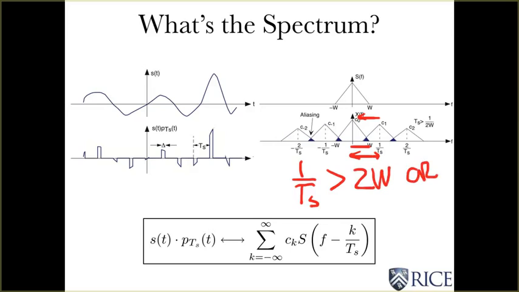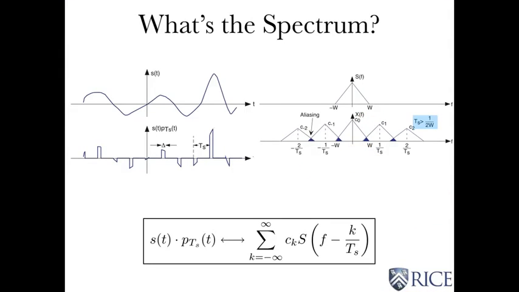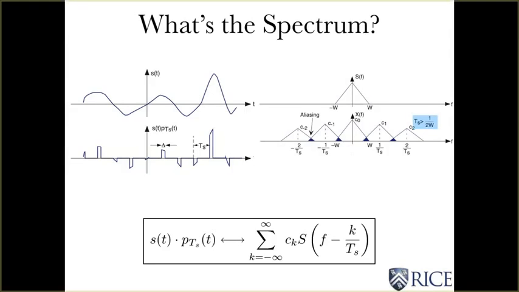I can write that the other way by turning this upside down: Ts has to be less than 1 over 2W. If we meet this criterion, these individual rooftop spectra will not overlap, and at least we have a chance of getting back to the original signal spectrum. In this case, what I did is explicitly draw it so that the spectra did overlap. That's what I get for a spectrum here. I get these overlapping areas. Aliasing has occurred because I didn't sample quickly enough. Ts needs to be smaller.